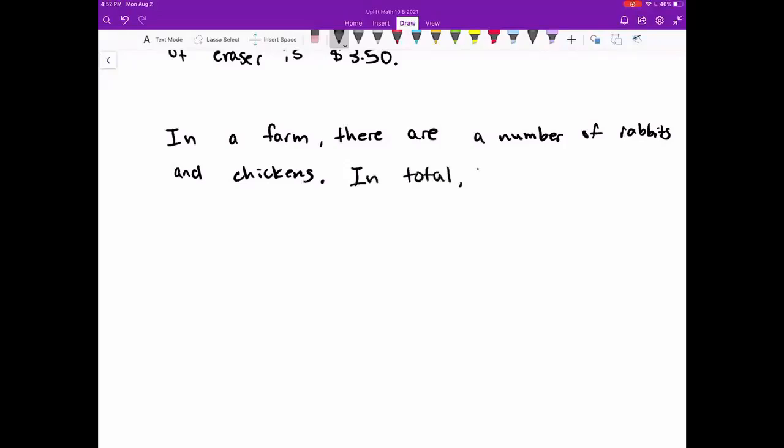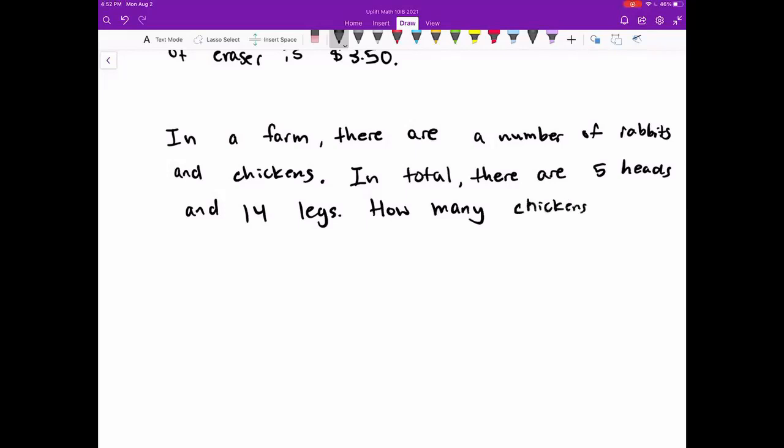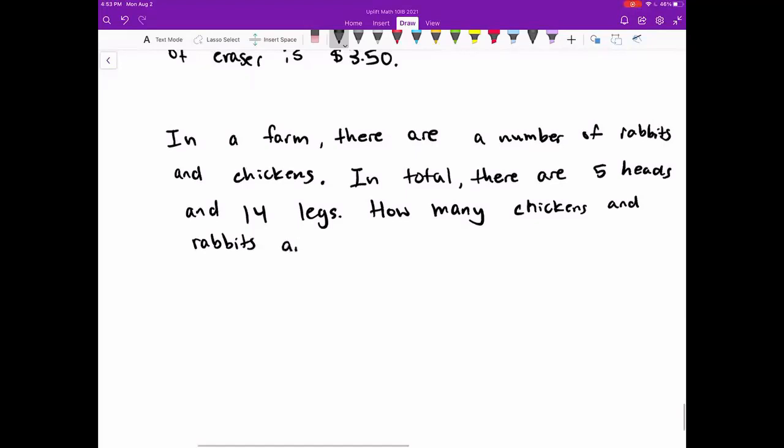In total, there are 5 heads and 14 legs. How many chickens and rabbits are there? Just as a reminder, a chicken has 2 legs and a rabbit has 4 legs.